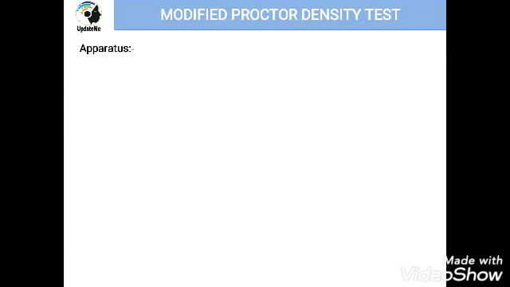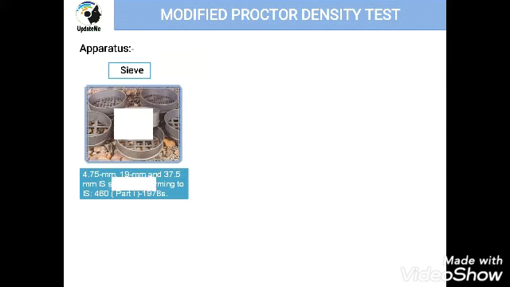What type of apparatus is required for the modified Proctor density test? First one is the sieve. As we have already seen, 4.75 mm and 19 mm sieves, and a 37.5 mm sieve if the particle size is up to 37.5 mm. The sieves follow IS 460.